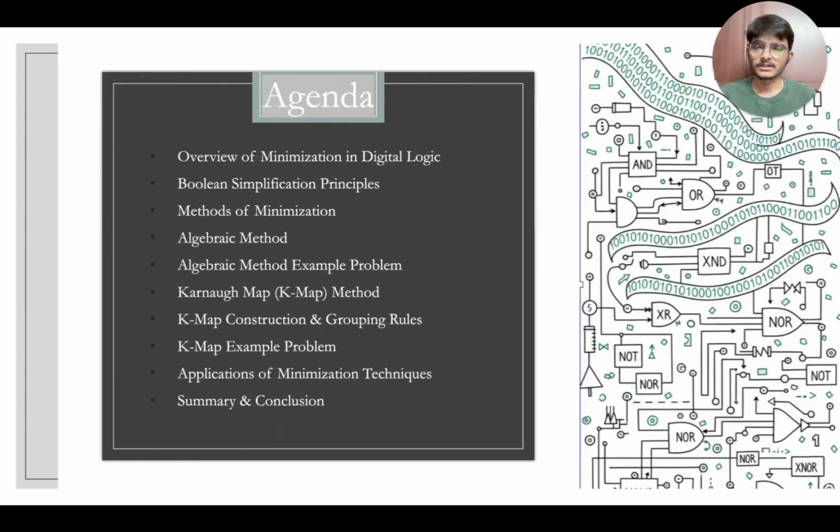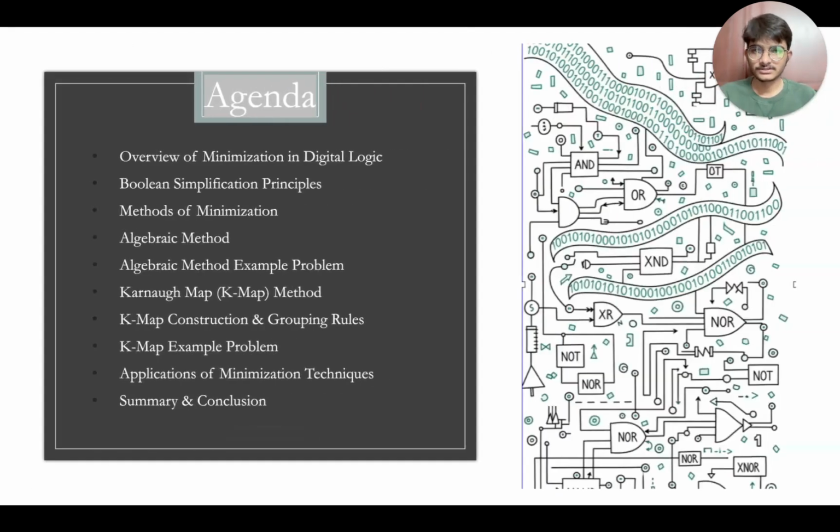Let's go into the topic. Let us see the outline of this presentation. First, we will discuss minimization in digital logic, why we need minimization, and the reason behind it. Then we will discuss Boolean simplification principles, the principles we are going to use, and the methods of minimization. In those methods, we will discuss two of them: the algebraic method and the K-map method, with some examples. Then we'll see the applications of the minimization techniques, and then we'll conclude the session.